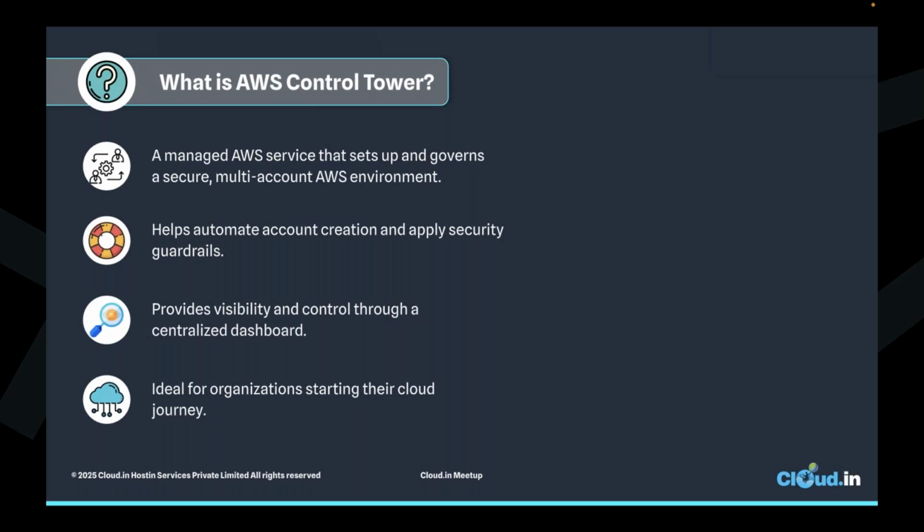You can create a landing zone using the AWS Control Tower service. So what is Control Tower? Control Tower is basically a managed AWS service which sets up and governs a secure multi-account AWS environment for your organization. It creates a secure, well-architected foundation using AWS best practices. Instead of manually building your environment, Control Tower does most of the heavy lifting for you.